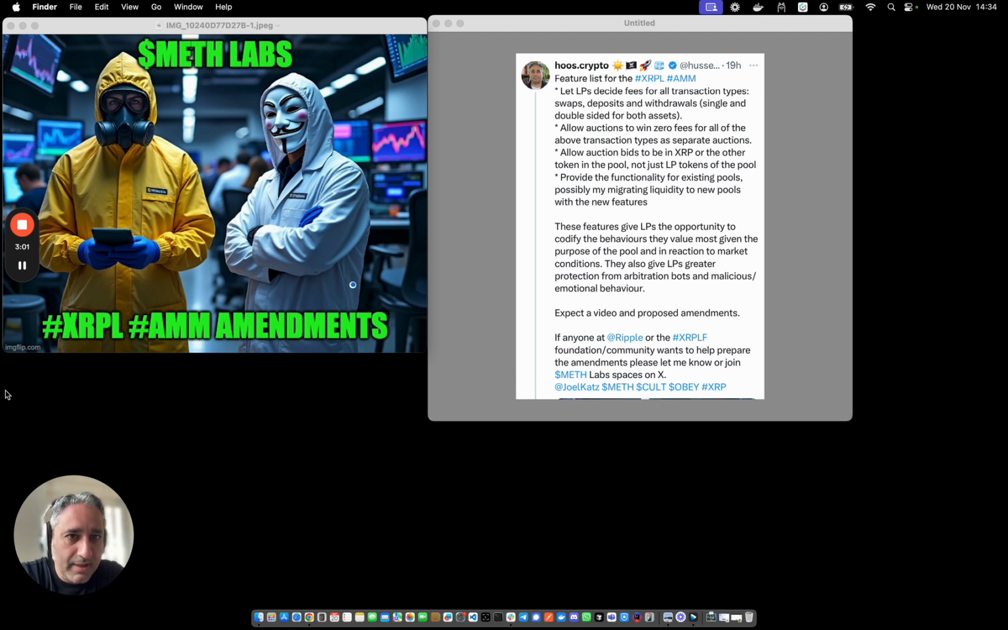What we're proposing here is to be able to customize that fee on every transaction type. So it would be possible for liquidity providers to vote on a different fee for a single-sided swap of XRP or a single-sided withdrawal of METH. All of these would have their own fee structure, and the LPs can vote on what those fees are. Now, I think this is really important.